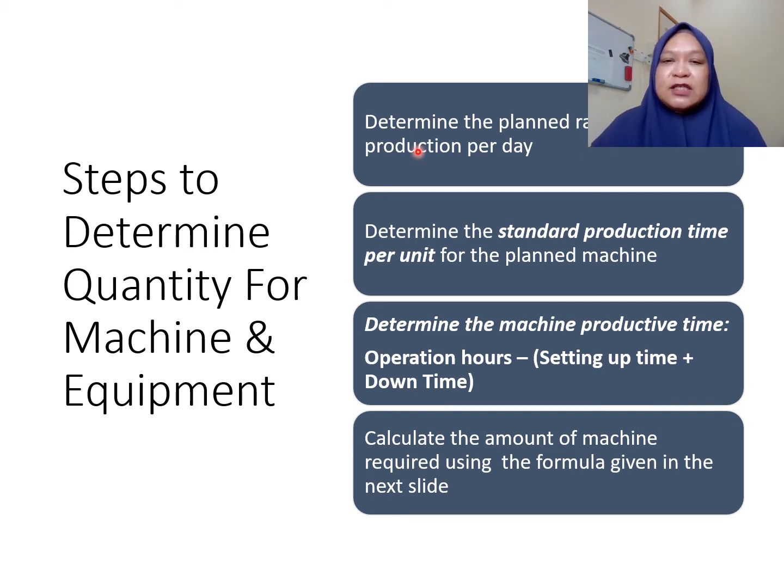For the month, first you have to determine the production per day. You already calculated how many units you're going to produce in a day. Determine the standard production time per unit for the planned machine, so you must know how long each unit will take. Then determine the machine productive time, which is the operation hours minus the setting up time plus the downtime.